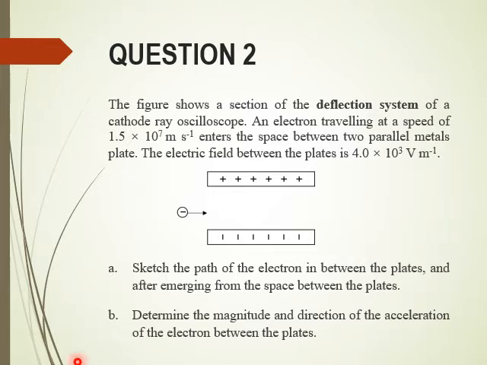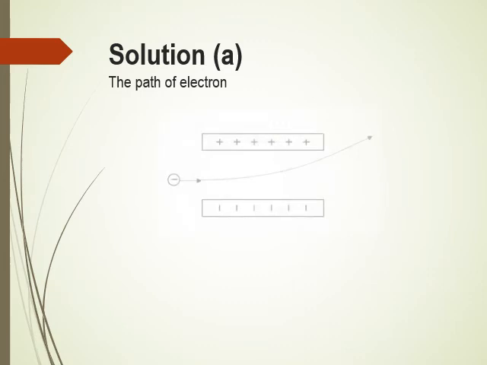In these questions, if you look at question A, it is asking for the path in between and after emerging from the plates. It means that this electron will be able to travel through the plates. So this is the answer for question A. If you look at this diagram, the electron will be deflected towards the positive plate because there's an attractive force between the negative charge and the positive plate.